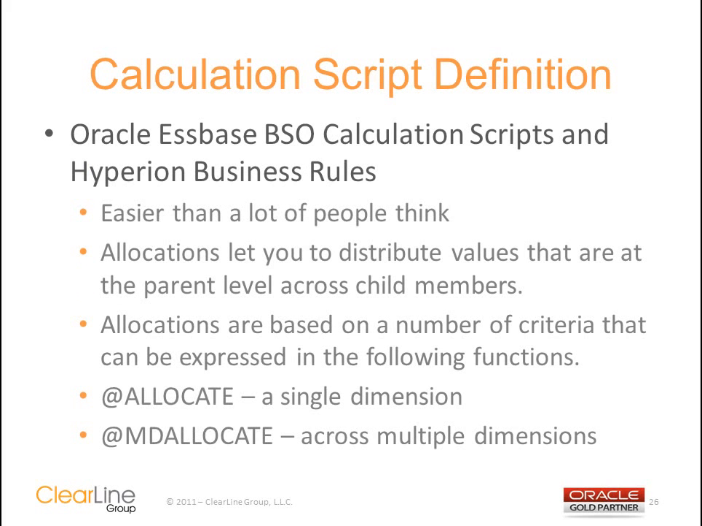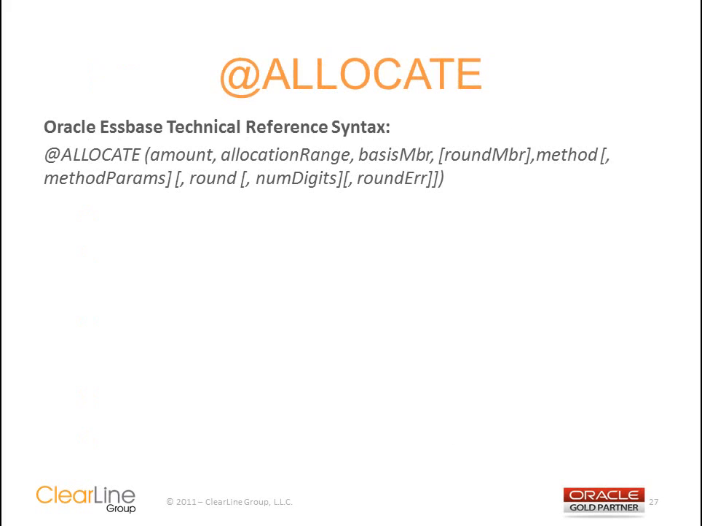Of course, you can also create your own allocations with Calc scripts, business rules, or in Calc Manager for either Essbase or Hyperion Planning. It's actually a lot easier than most people think. You can either create your own formulas, or you can use built-in functions like @ALLOCATE for a single dimension or @MDALLOCATE to do allocations across multiple dimensions. The Essbase technical reference is a great place to start learning about functions like @ALLOCATE.